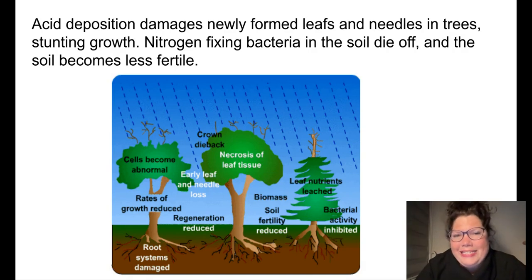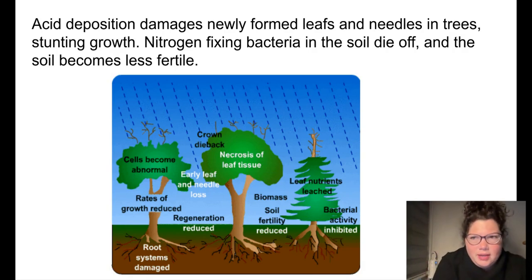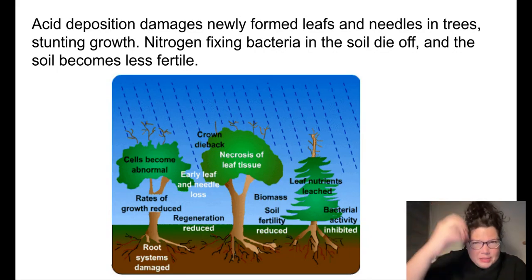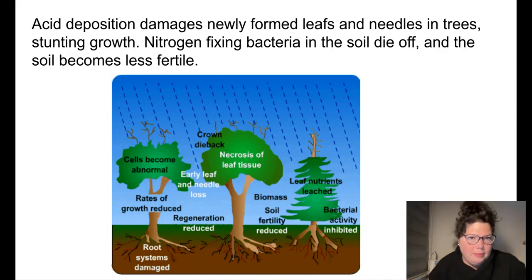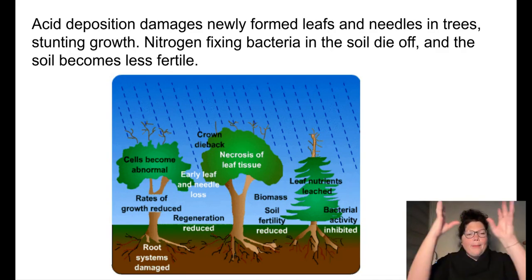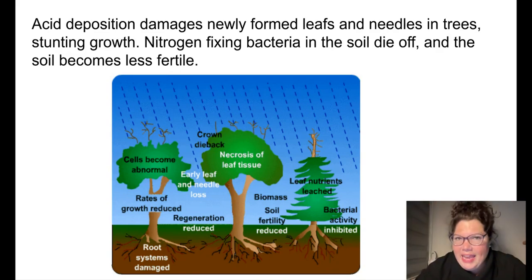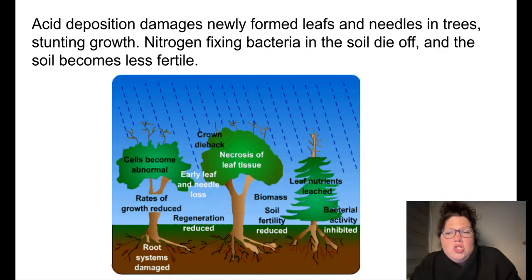The last thing I want to talk about is the damage that can happen to trees. When we have this acidic deposition hitting newly formed leaves, and newly formed leaves are at the top of the trees, they can't handle this low pH. And so very often they are going to die. It's going to stunt the growth of the trees in that area. We can tell if we have acid deposition damage because of what we call crown dieback, where the top of the tree doesn't have a lot of leaves. We just have this trunk sticking out.